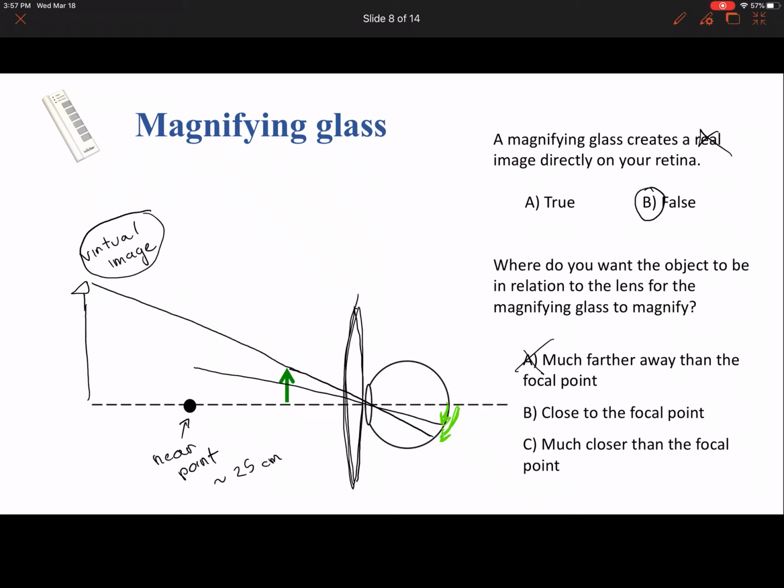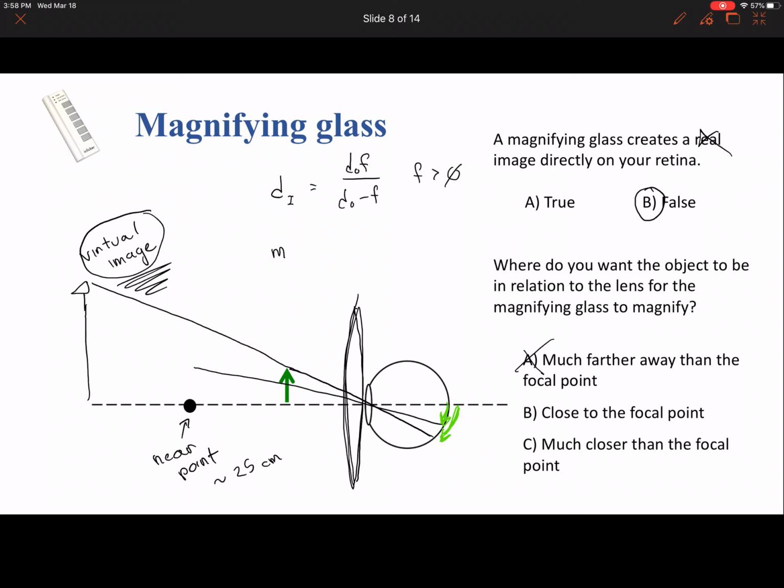So how do you choose between B and C? Well, here's the thing. I would actually like this virtual image created by the magnifying glass to be as large as possible and as far away as possible, because then I can relax my eye. What's the condition of that? So I'm going to use my handy image distance equation. And here I have a converging lens, so my focal length is always greater than 0.